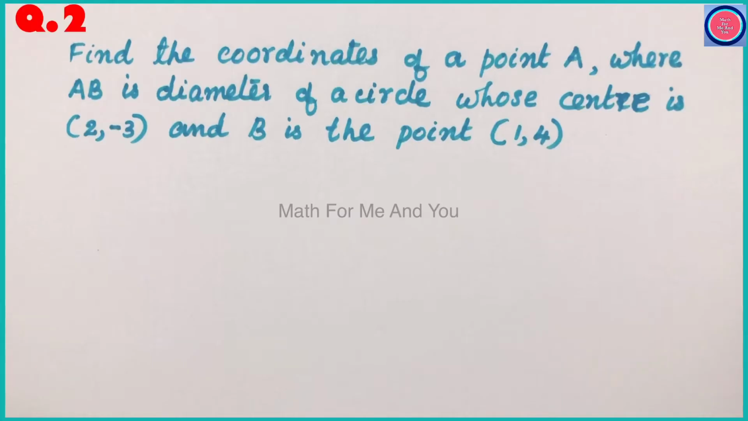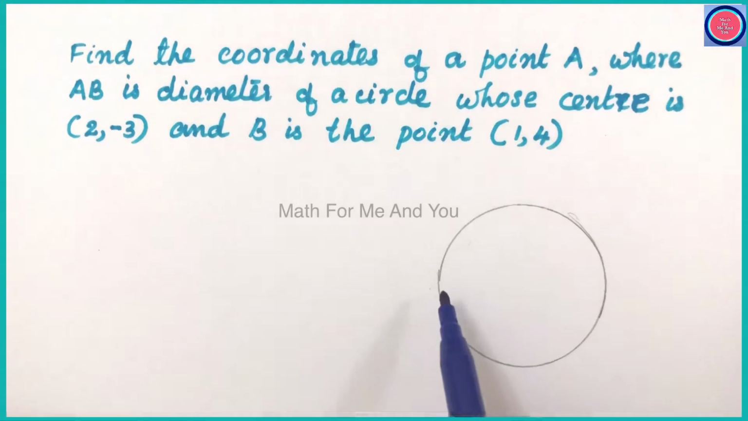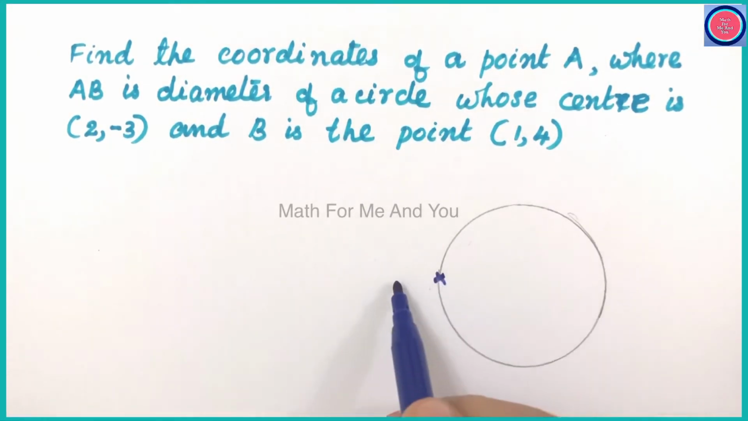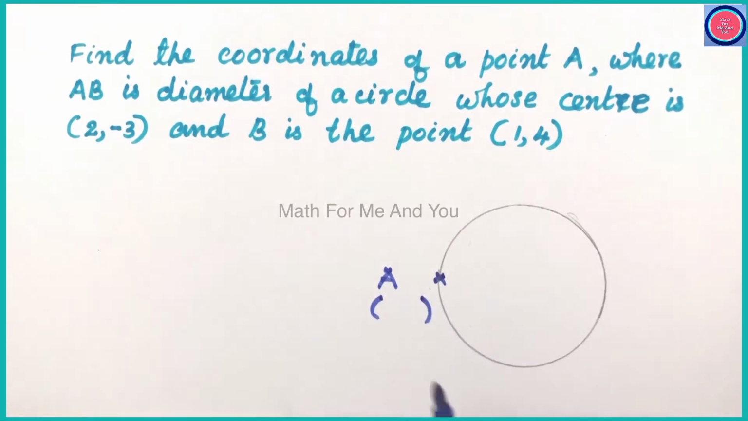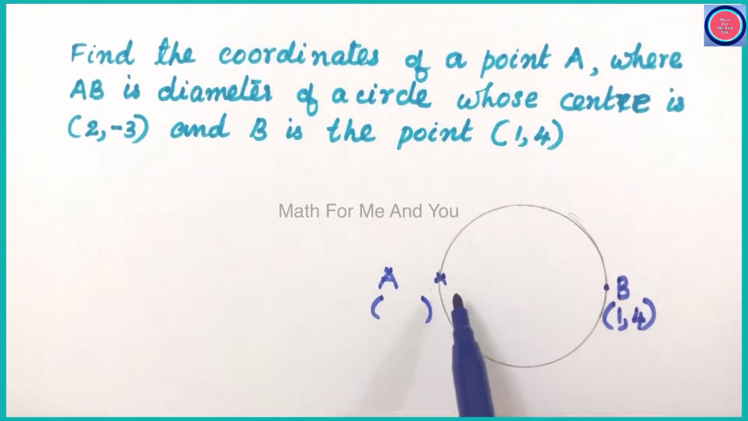Now question number 2. Find the coordinates of a point A where AB is the diameter of a circle where center is 2, minus 3 and B is the point 1, 4. Here you can see a circle and we have to find the coordinates of a point A, x number and y number. Let it be xy, and then it's given one more point on the circle, that is B, 1, 4. It's given that AB is the diameter.